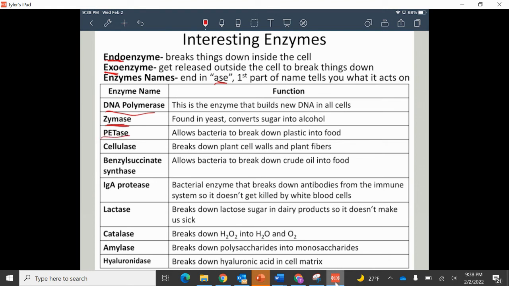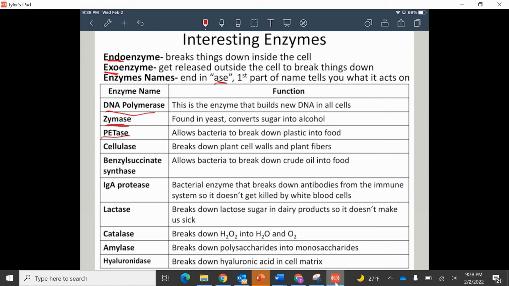The enzyme PETase allows bacteria to break plastic down into food. There's a lot of research on PETase and helping break down plastic waste in landfills and things like that. Cellulase can break down plant cell walls and plant fibers. That's an important one. We'll see that in the article you're going to look at.